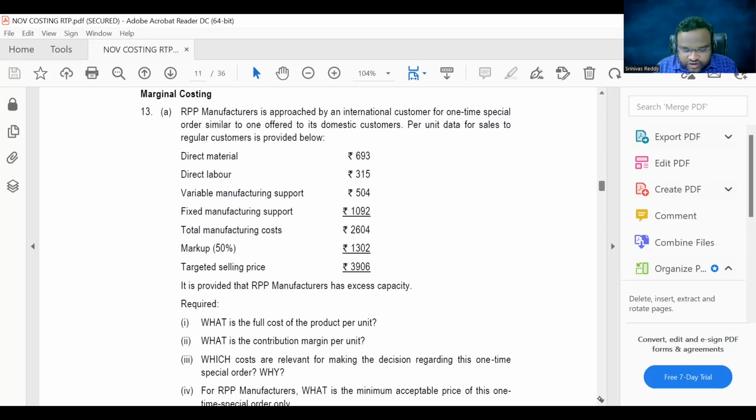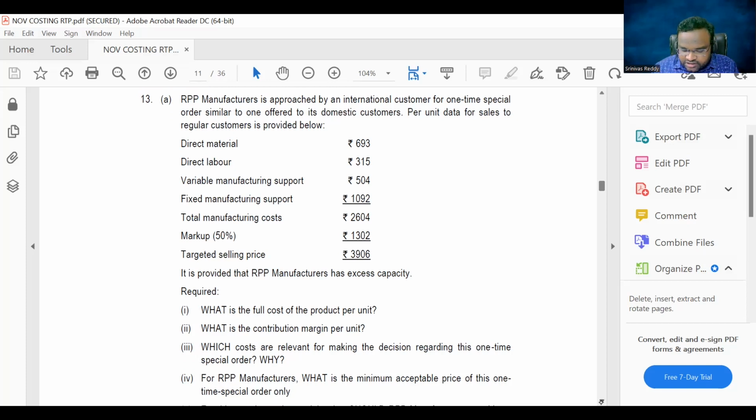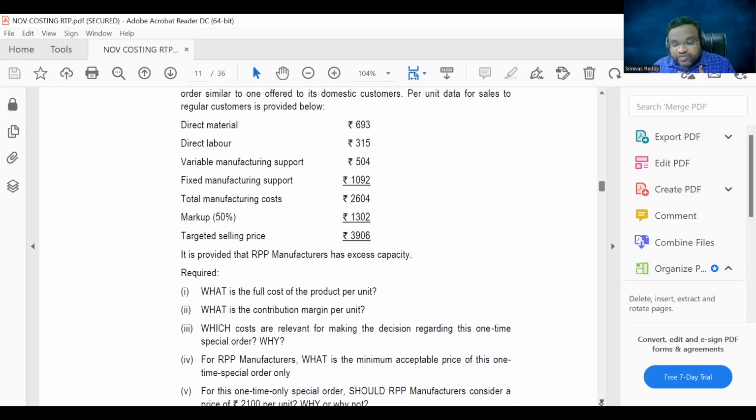Per unit data for sales to a regular customer is provided below. Direct material 693, direct labor 315, variable manufacturing support 504, fixed manufacturing support 1092. 50% markup, target selling price is 3,906. It is provided that RPP manufactures has excess capacity. When there is excess capacity, even if I can recover even a rupee, even a paisa more than variable cost, it would add to my profit. But it should not affect our domestic customers.